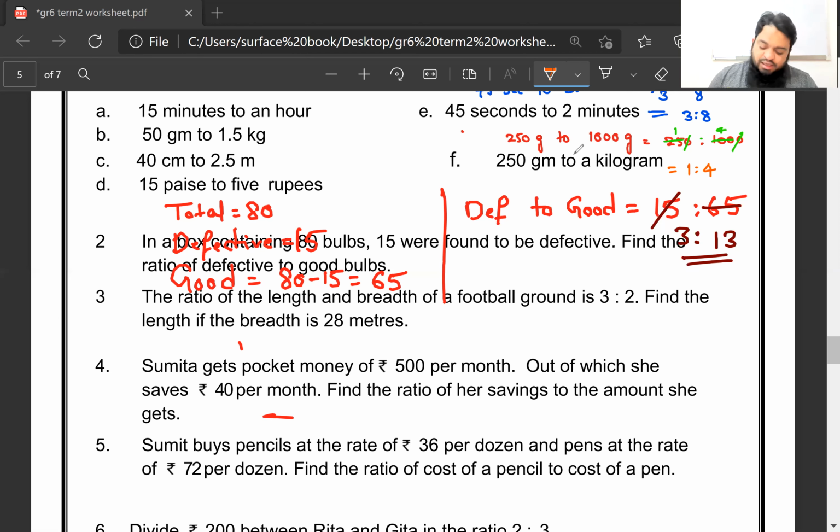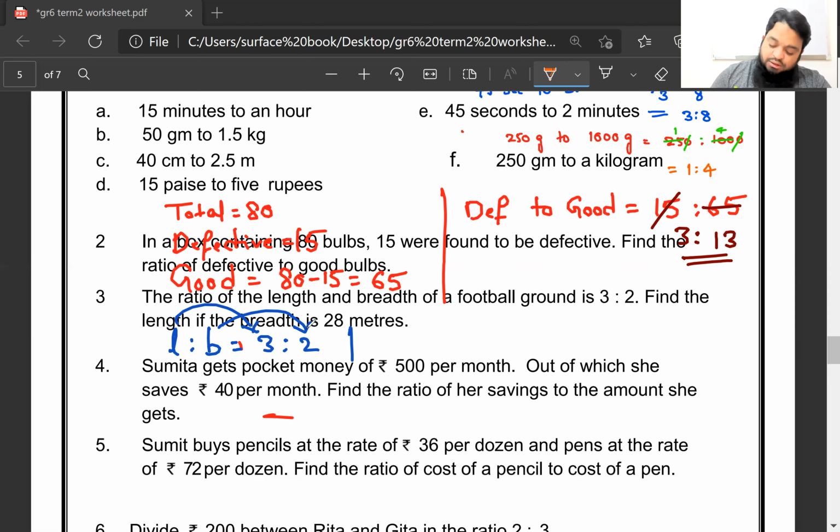The ratio of length and breadth of a football ground is 3 is to 2. So length is to breadth is equal to 3 is to 2. Good. So find the length if the breadth is 28 meters. Very good question. Okay, see, so length is equal to how many parts? 3 parts. Breadth is equal to how many parts? 2 parts. Is it right? So ratio is nothing but it talks about parts, right?